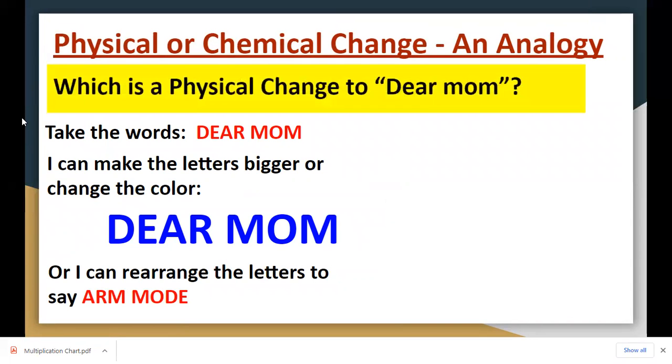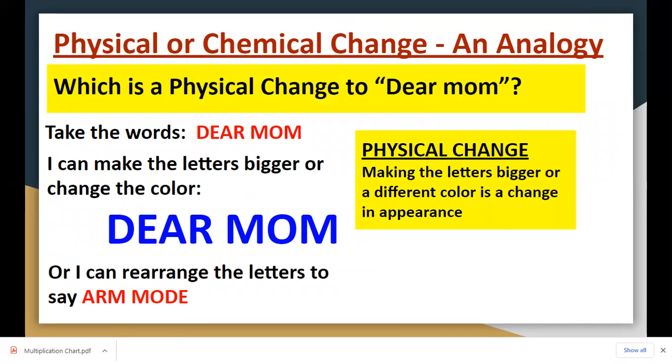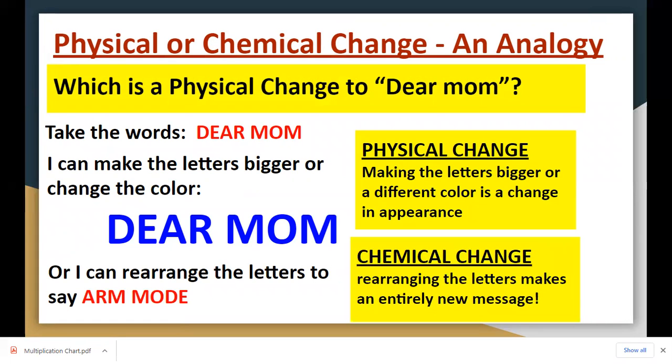So what is a physical change to Dear Mom? Well, the physical change is making the letters bigger or making them a different color, right? That's changing their appearance only. The chemical change could be likened to rearranging the letters to make an entirely new message. It's kind of what happens in a chemical reaction. The molecules rearrange and attach in different ways and make an entirely new substance.